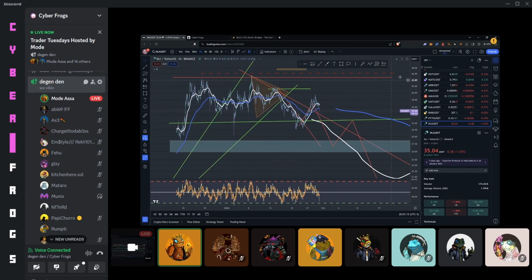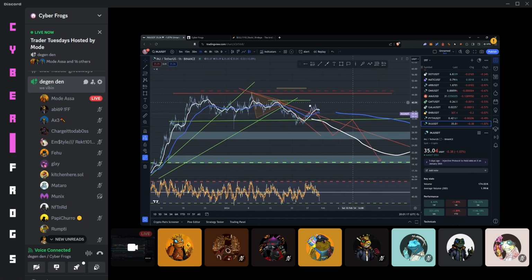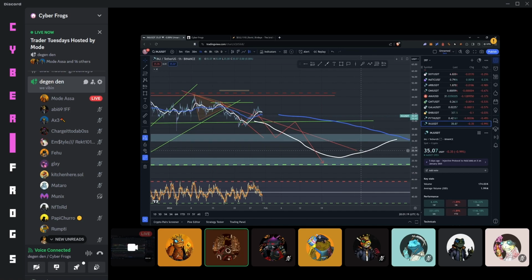Oh wow, I must have had that on. How's Injective doing? Looks pretty much right like we drew. Broke out of our triangle. Apparently I hit log on that when I drew it or something. Broke out of our triangle, got our retest. We have our lower high. In my opinion, we're looking for that lower low.